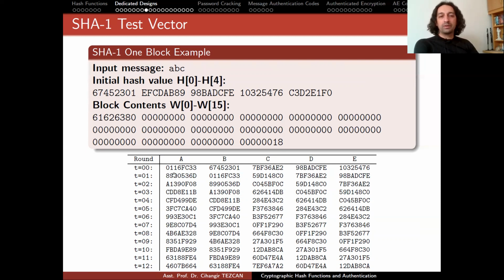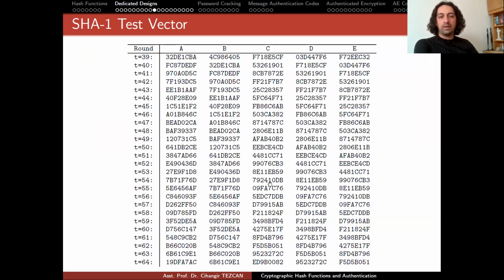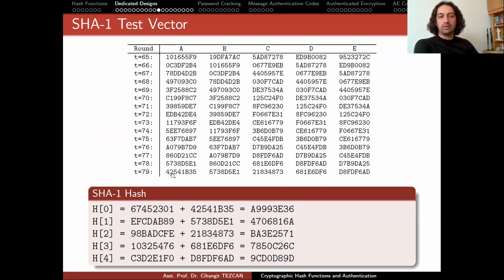And you start with the operations, and here are the ABCD values after the application of each round. So at the end, we will add these initial values to the final value. So if you perform 80 rounds of SHA1 operation, this is the final ABCD values. So you write them here, and the initial values here.